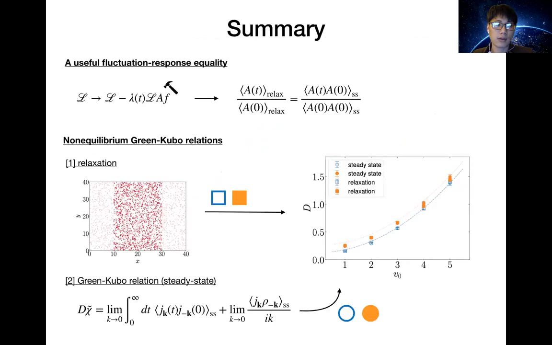In this talk, I showed that there is a perturbation that provides a fluctuation-response equality that is useful to derive non-equilibrium Green-Kubo relations. The Green-Kubo relation was confirmed by numerical simulations of active Brownian particles by measuring the transport coefficient in two independent ways. Our theory is valid for any closed system as long as the microscopic dynamics is Markovian, and complements other approaches based on the projection operator method or Onsager's regression hypothesis.